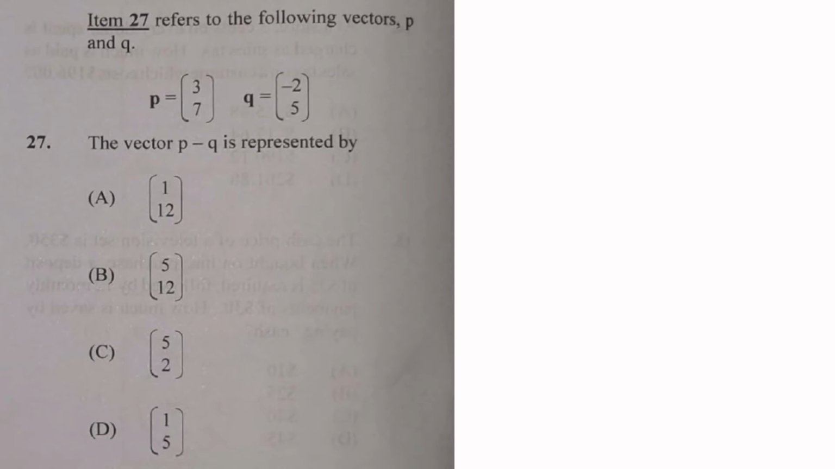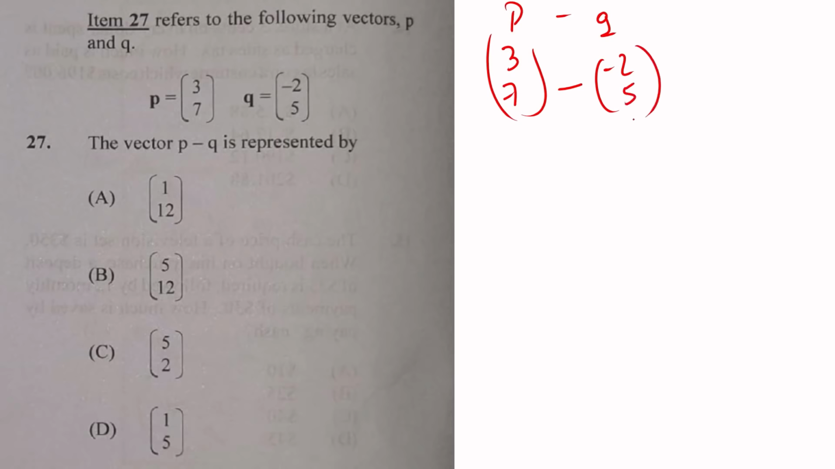Alright, question 27. Item 27 refers to the following vectors, P and Q. So the vector P minus Q is represented by P, which is 3, 7, minus Q, which is negative 2, 5. So 3 minus negative 2, the two negative signs multiply, so we get 3 plus 2 gives us 5. 7 minus 5 gives us 2. So our answer is 5, 2. So our answer is C.